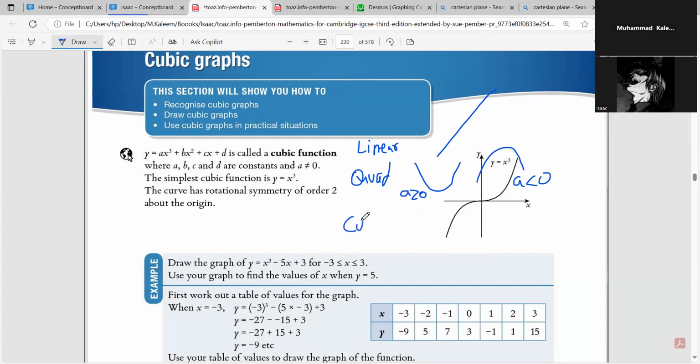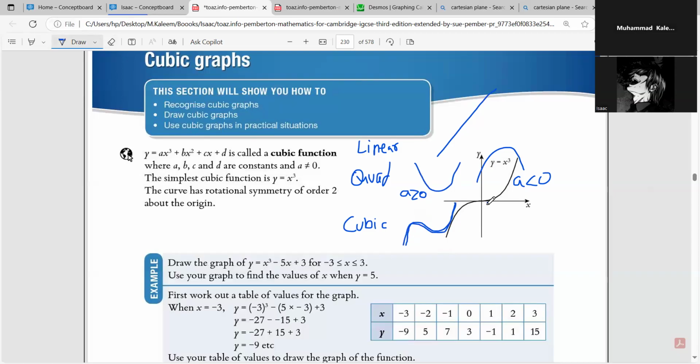In cubic, we have two things as well. Guess how many bends we have in a cubic? We have two bends. Its graph is like this: one bend and then a second bend. Two bends are not very clear, but we have a small bend. It goes up and then down. So we have two bends in it.